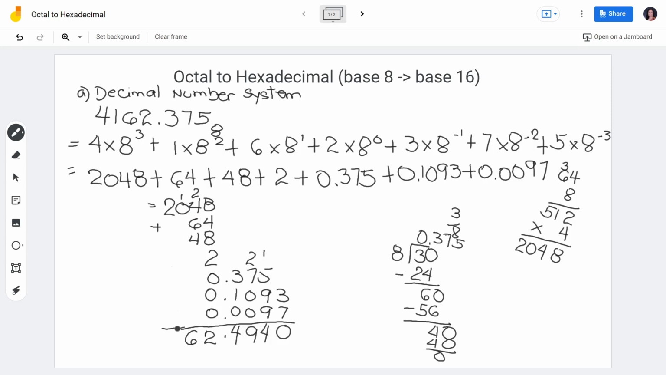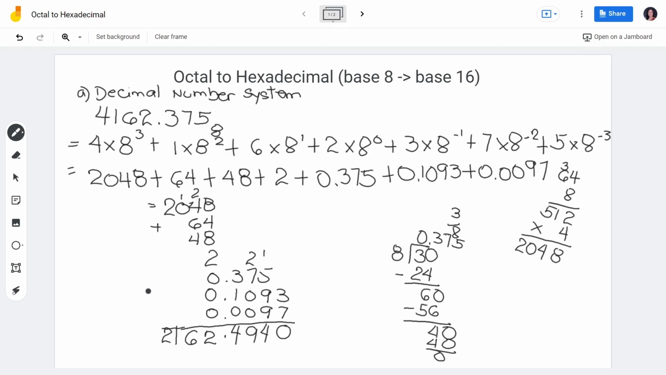Okay. Bring down 1. And then we have 2,162.4940. But we're not yet finished. This is not yet the final answer because we are only in the decimal number equivalent.